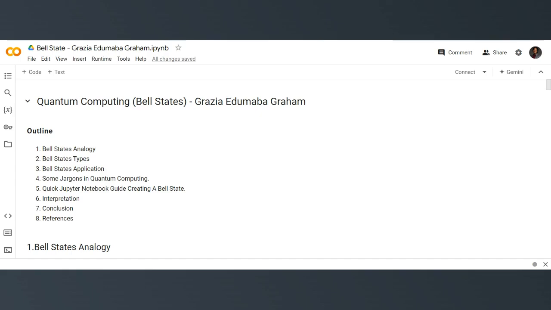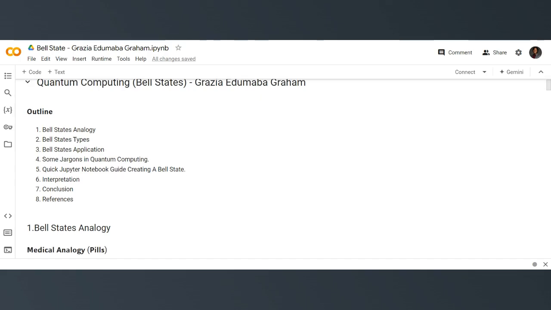This is my outline. I'll take you through the Bell state analogy, Bell state types, Bell state applications, some jargon in quantum computing, a quick Jupyter guide, creating a Bell state, interpretation, conclusion, and references.